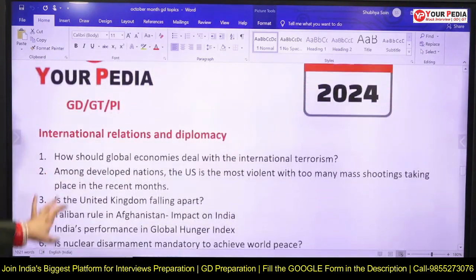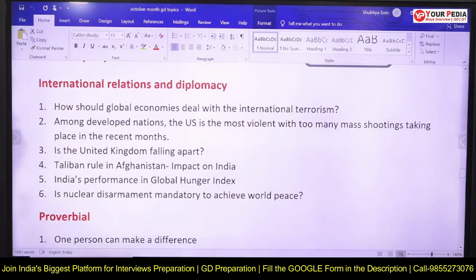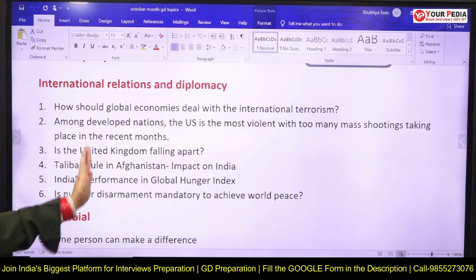Next dimension is international relations and diplomacy. How should the global community deal with international terrorism? Among developed nations, the US is the most violent, with too many mass shootings taking place in recent months. Is the UK really falling apart? And what are the Taliban's rules in Afghanistan that are impacting India?